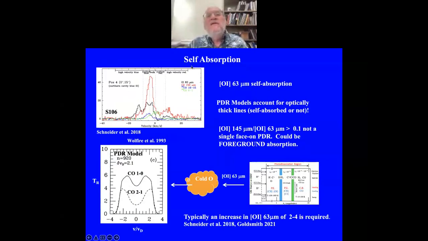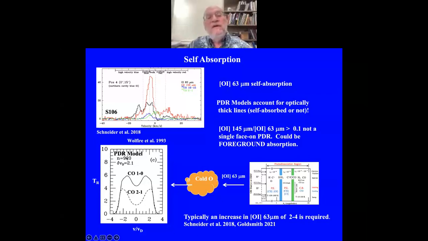And the last thing to watch out for that I wanted to mention is self-absorption. Lars talked about this as well. This is the S106 observations from GREAT. There's the carbon-2 line in red, and there's the O1 line that shows this self-absorption. But I think there's some misunderstanding about the self-absorption as far as the models go. The PDR models account for optically thick lines. They account for self-absorption, or if the line is absorbed or not, it's accounted for in a PDR model.